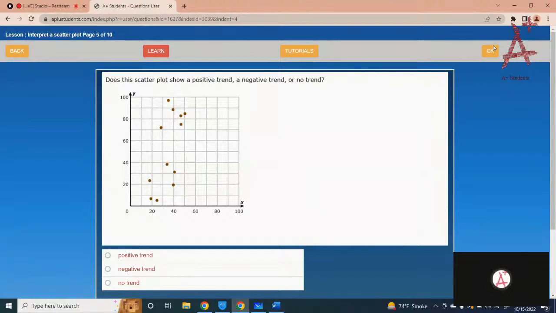Does the scatter plot show a positive trend, a negative trend, or no trend? It is a positive trend. Increasing x changes y also, so it is a positive trend. Got it?